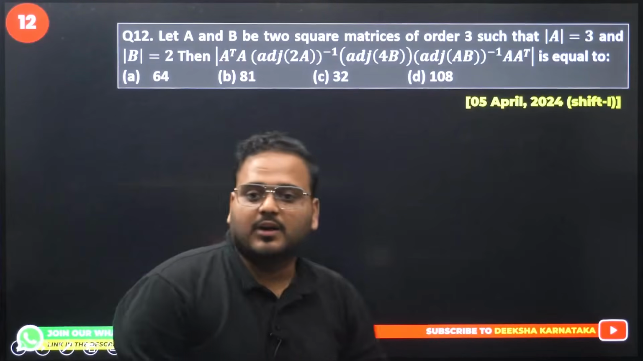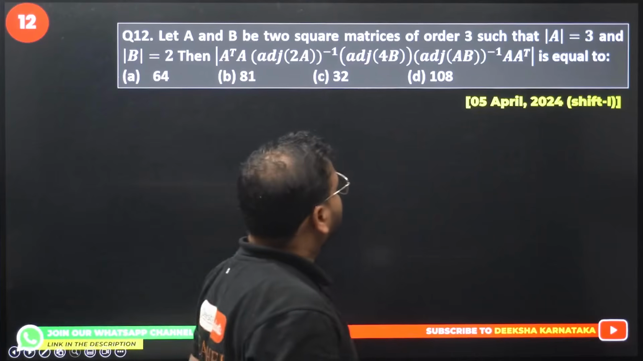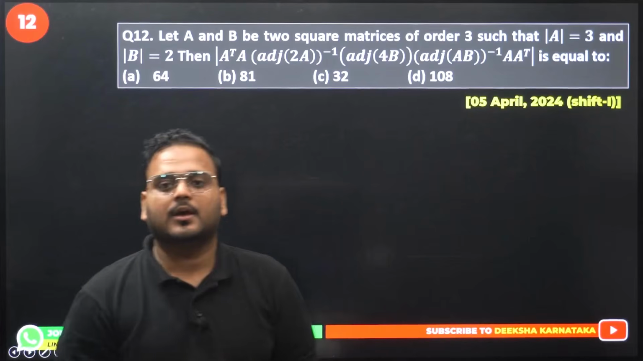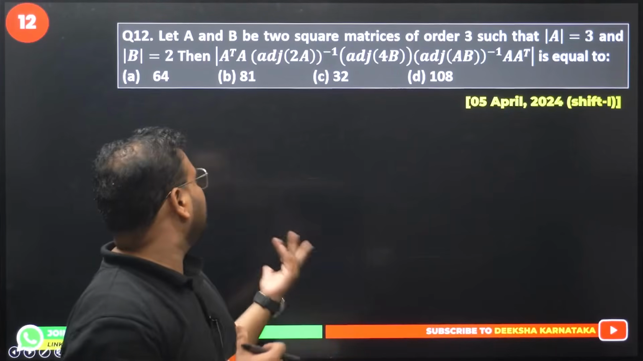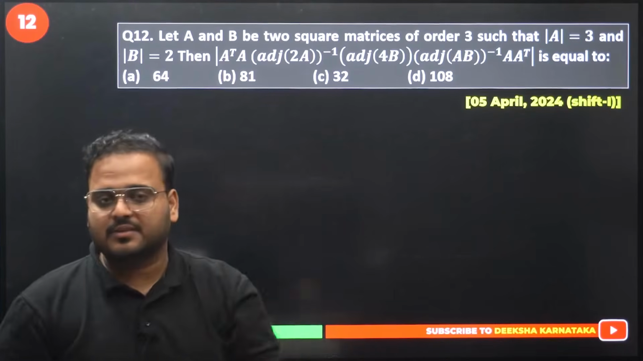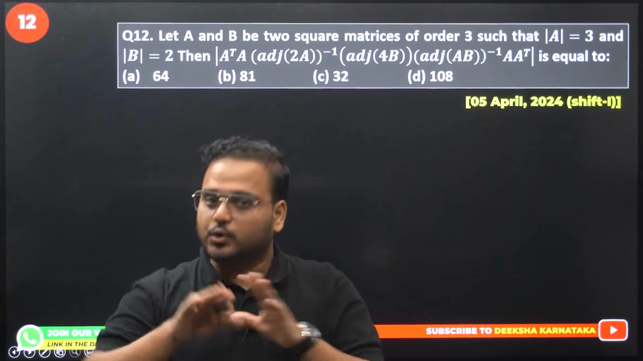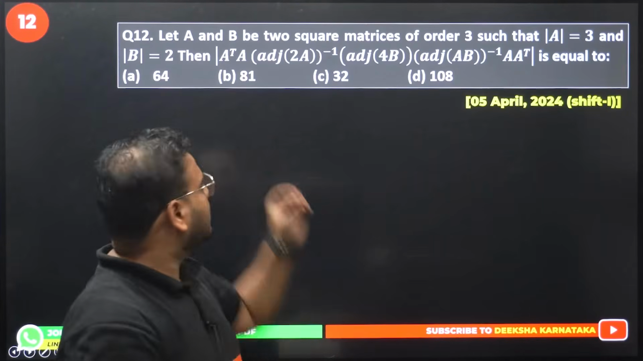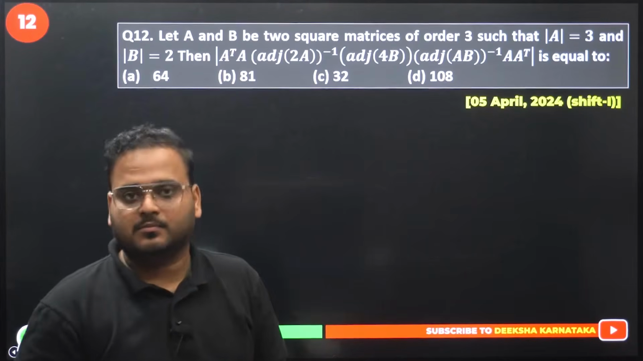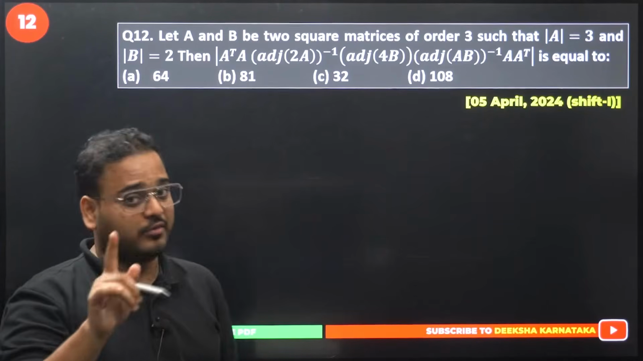Okay, so question number 12. What they've given: A and B are 2 square matrices of order 3. Determinant of A is 3 and determinant of B is 2. They have given a statement in terms of transpose and the matrix A, adjoint, inverse, all of that. Looking at this right now, it might be too much, might be confusing. Don't worry about that. We'll go about separating the determinant for each of the terms individually and use their values. That works out. I'll give you a hint how to solve it. You have to solve it from your side also.